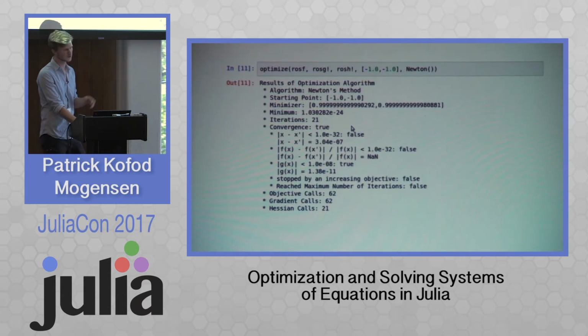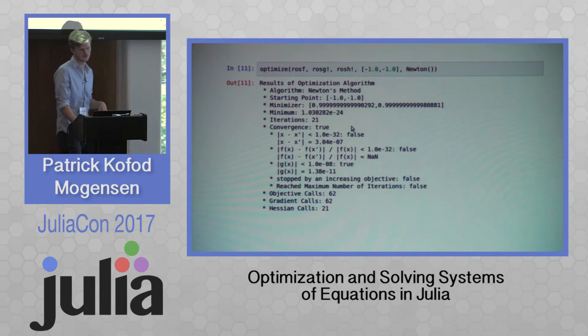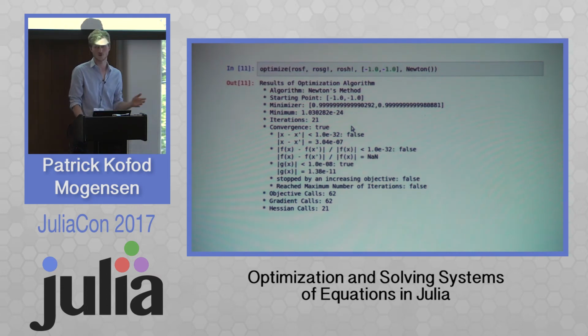So how do you do that? Well, this is just to show what the results look like if you provide the objective function, the gradient, and the Hessian, and start somewhere with Newton's method for the Rosenbrock function again. And it converges, as we saw.